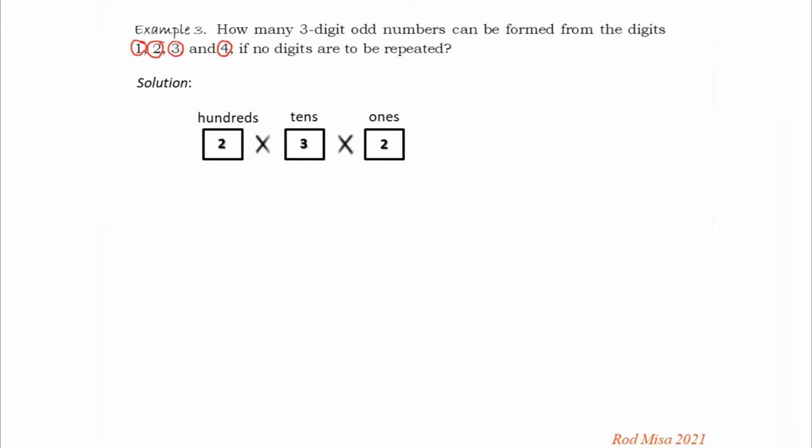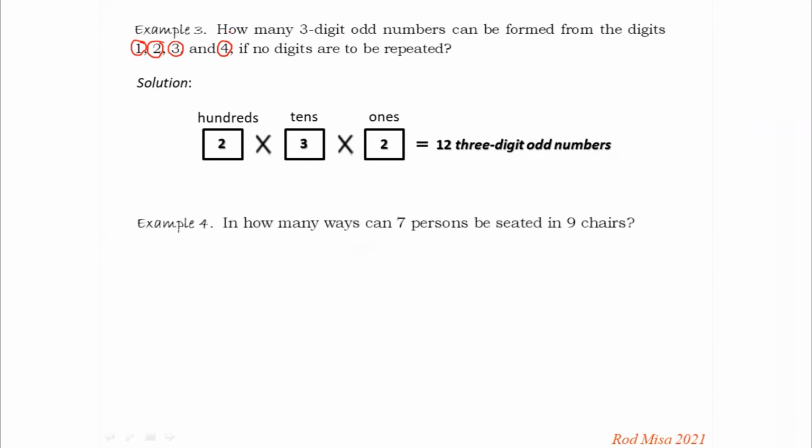And then multiplying these numbers, I will get a product of 12. So there will be 12 3-digit odd numbers that can be formed by these 4 numbers. So here we were able to know the 3-digit odd numbers even without listing them because we are using the fundamental principle of counting.